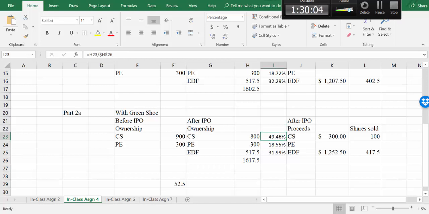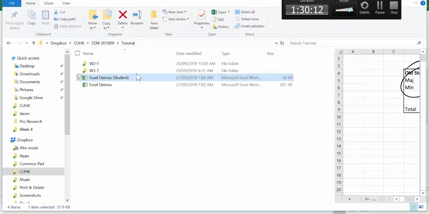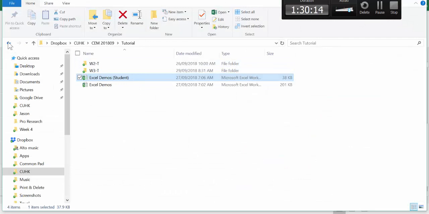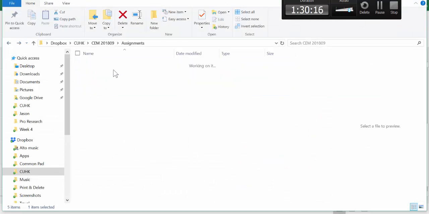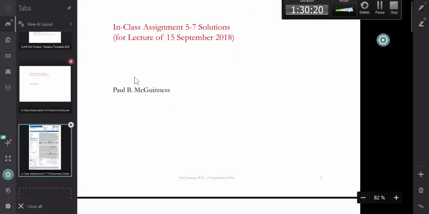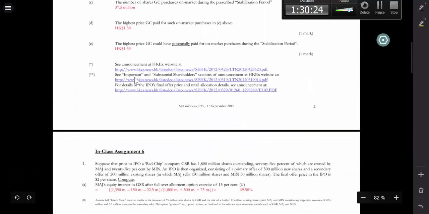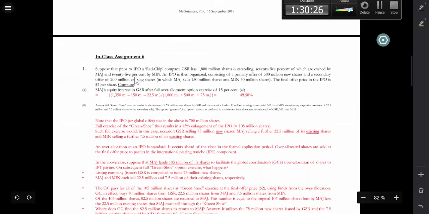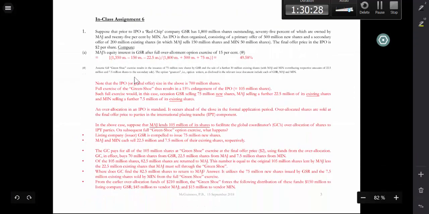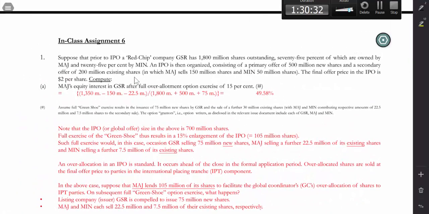Now, I want to quickly go to assignment. So there's 5, 6, and 7. Now 5, something like this, I won't because it's too simple. Okay, but number 6. So let's take a very quick look at that.